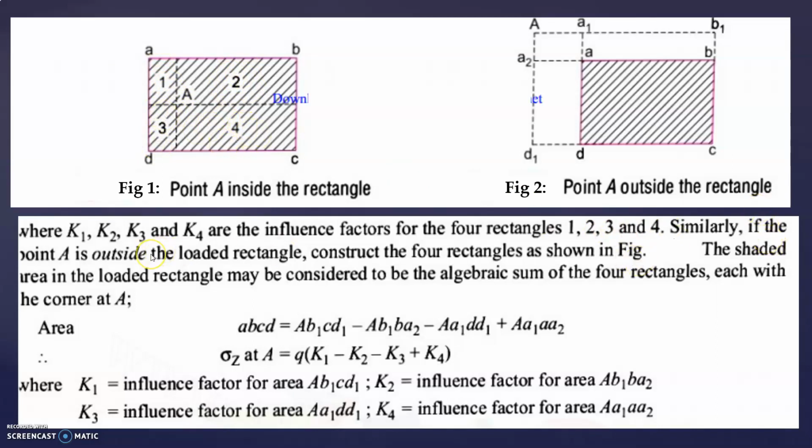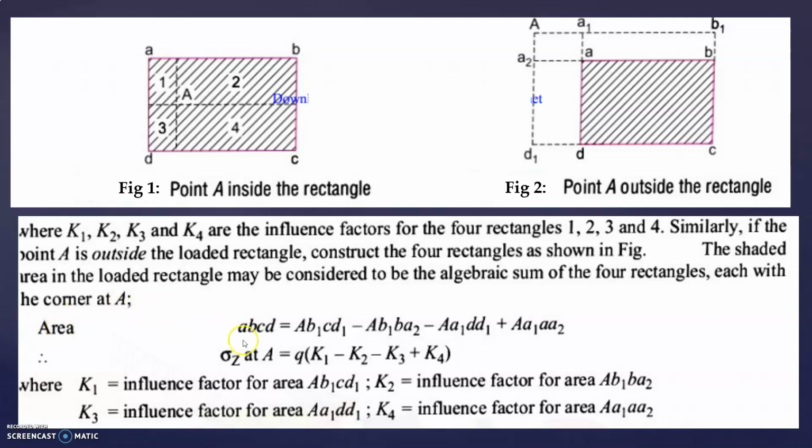Similarly, if the point is outside the loaded rectangle, then construct the four rectangles as shown in the figure. The shaded area, the loaded rectangle, may be considered to be the algebraic sum of the four rectangles, each with the corner at A.